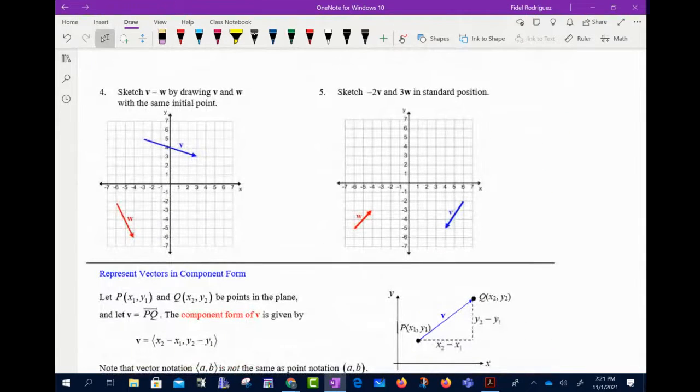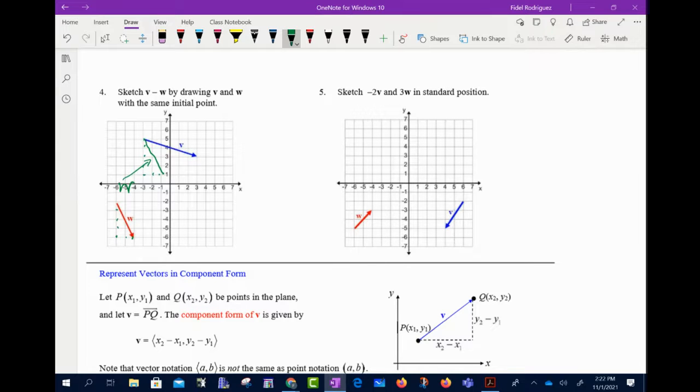Okay, so let's take a look at this one. It says sketch v minus w by drawing v and w with the same initial point. Okay, so we're going to draw w with the same initial point as v. So first thing I'm going to do, y'all, is figure out how many spaces I need to go to get to my w vector. So this is 1, 2, 3, 4, 1, 2. So I'm going to go 1, 2, 3, 4, 1, 2. Okay, so this right here, y'all, is my vector w.